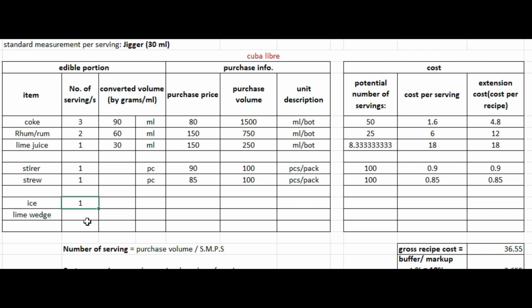And then for our ice, there are 2 ways on how to calculate the cost of our ice, because there are also 2 forms of ice. It could be you are using the ice which is sold by grams, or it could be those sold by piece. So if you are using those ice sold by piece, just simply follow the same process like the computation of the stirrer and the straw.